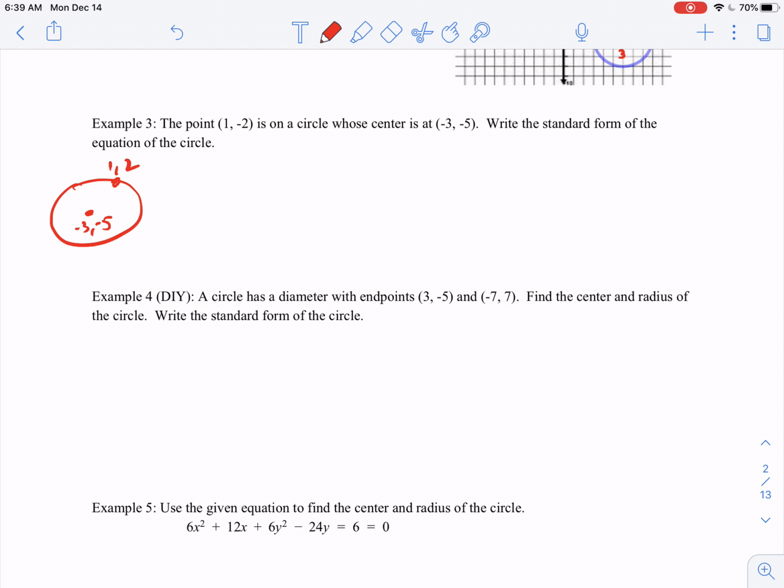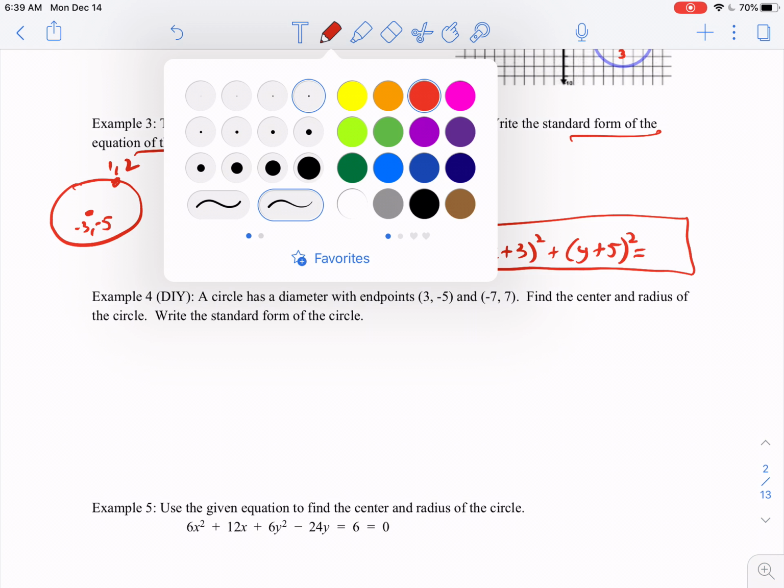So right now, if I were taking a test or something, I already know x plus 3 squared plus y plus 5 squared. I already know my center, so I already know that much of the answer. We're supposed to write the standard form of a circle. Because I know the center, I can just write it in. But now I need to find the r, and a lot of students use the distance formula. You can do whatever you want.